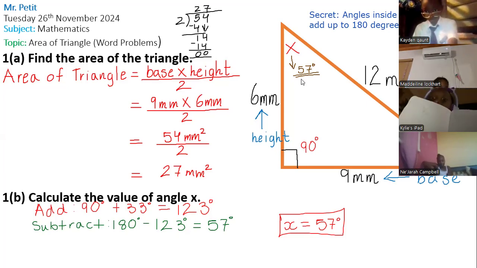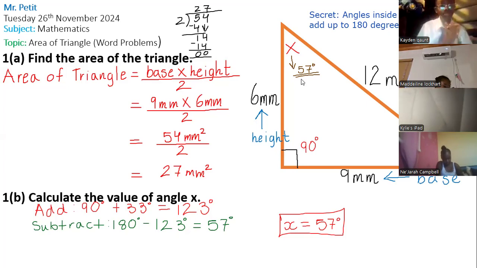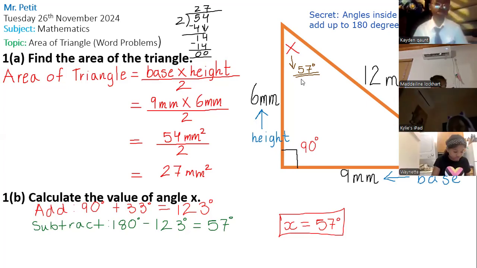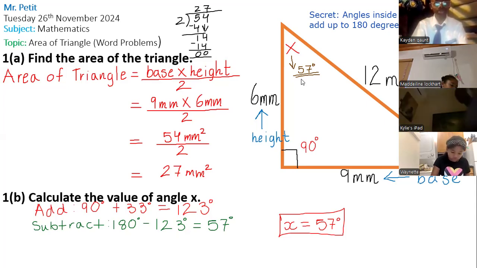Go ahead, Madeline. I accidentally skipped a page in my book. That's fine, that's no problem. Go ahead, Maya. So for the first one, all you have to do is multiply and divide. Multiply 9 times 6 and divide by 2. All right?